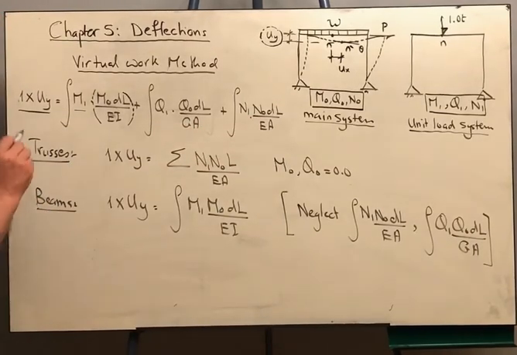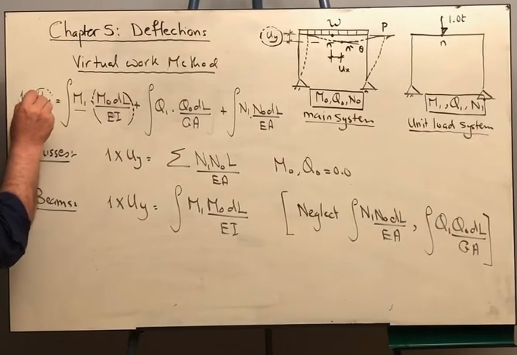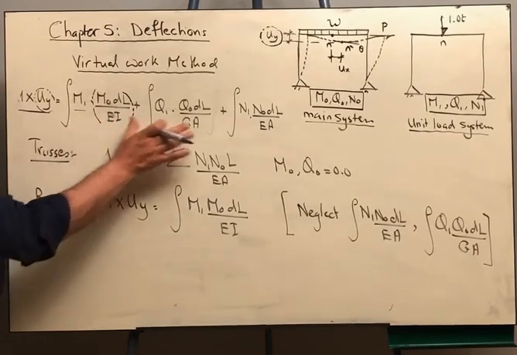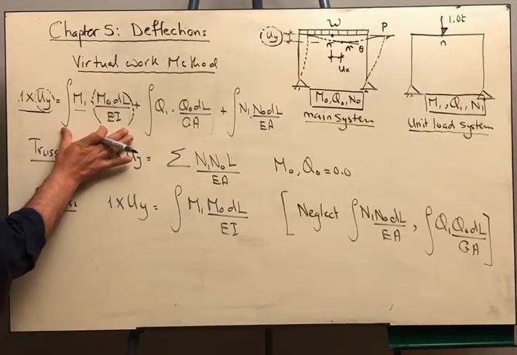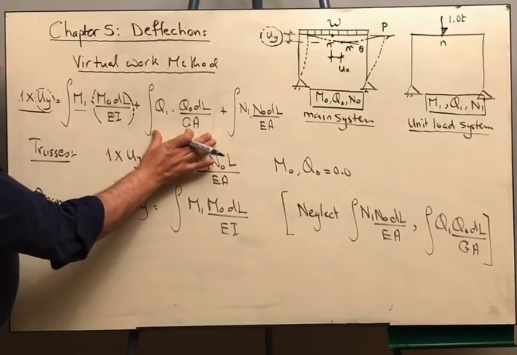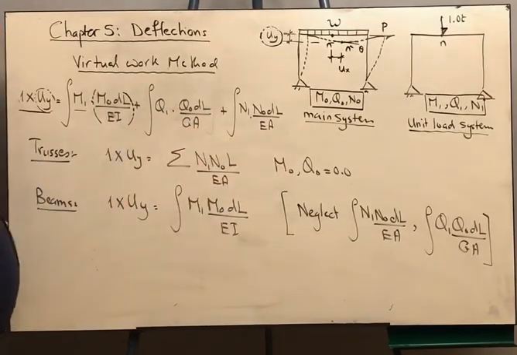And we said that this means that the vertical deflection at point N consists of three components. One component is coming from the moment, and the other component is coming from the shear, and the third component is coming from the normal force.